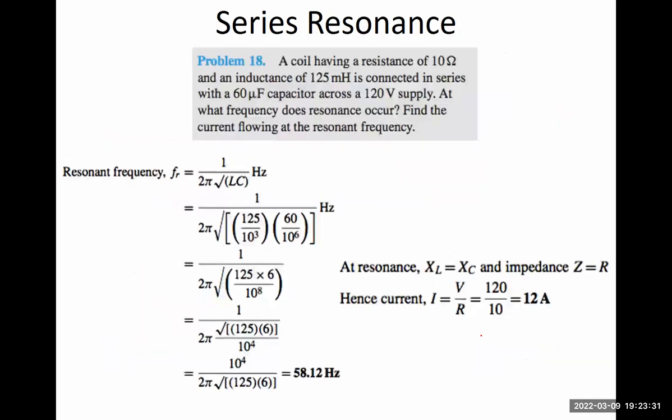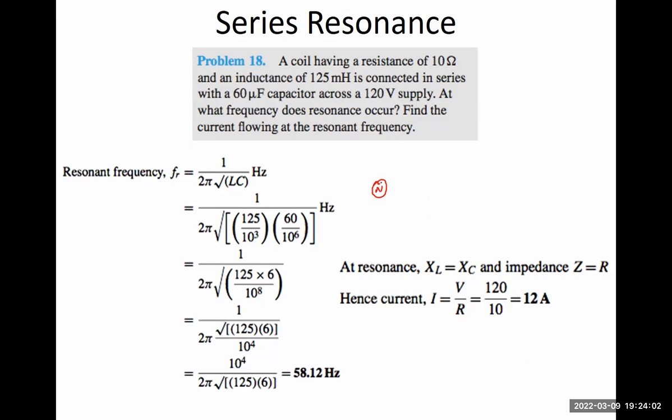So let's have an example so that we could understand this. So we have a problem: a coil having a resistance of 10 ohms and an inductance of 125 millihenry is connected in series with a 60 microfarad capacitor across a 120 volt supply. So at what frequency does resonance occur? And then find the current flowing at the resonant frequency. So we have a series resonance, no?